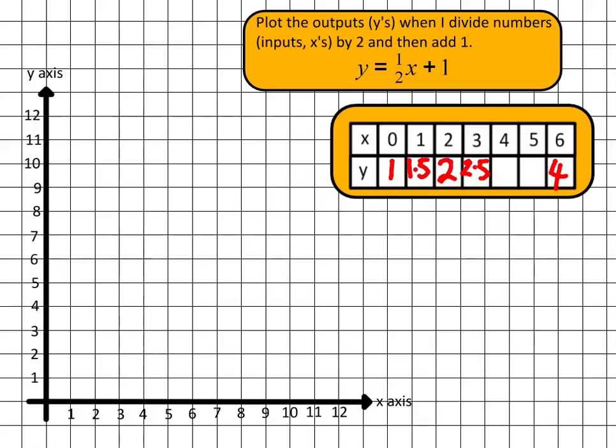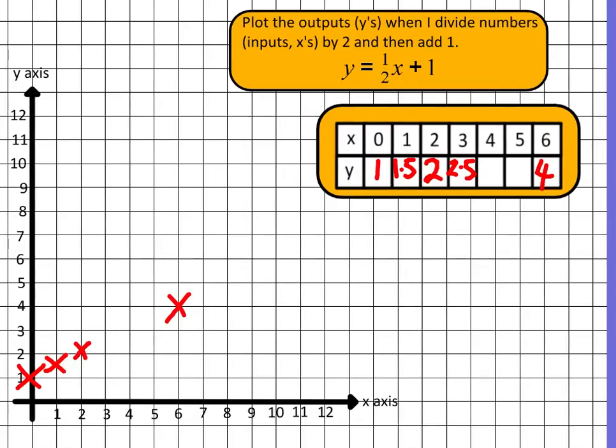If we start to mark these onto the grid, we're going to see where our line is going to go. When x is 0, y is 1. When x is 1, y is 1.5. When x is 2, y is 2, and so on. When x is 6, y is 4. All we then need to do is mark a few points on, and then we can join them up to create our line. So there it is, the line y equals a half x plus 1.